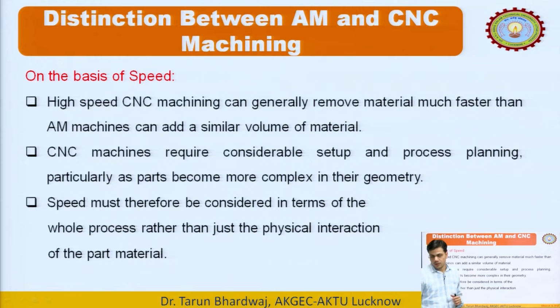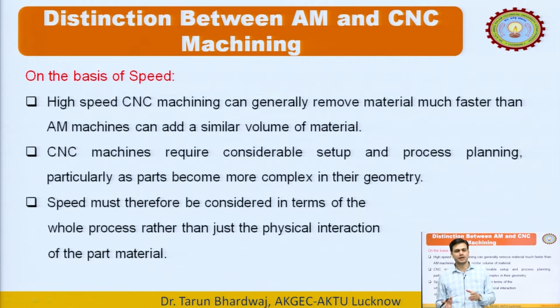Now if we compare on the basis of speed, high speed CNC machining can generally remove material much faster than AM machines. It means if we have to create any shape, CNC will take much less time compared with additive manufacturing. But if we compare as a whole process, a product will also take time to cast and then come to machining. If you compare the whole production time of that particular 3D object, it will take more time than additive manufacturing.